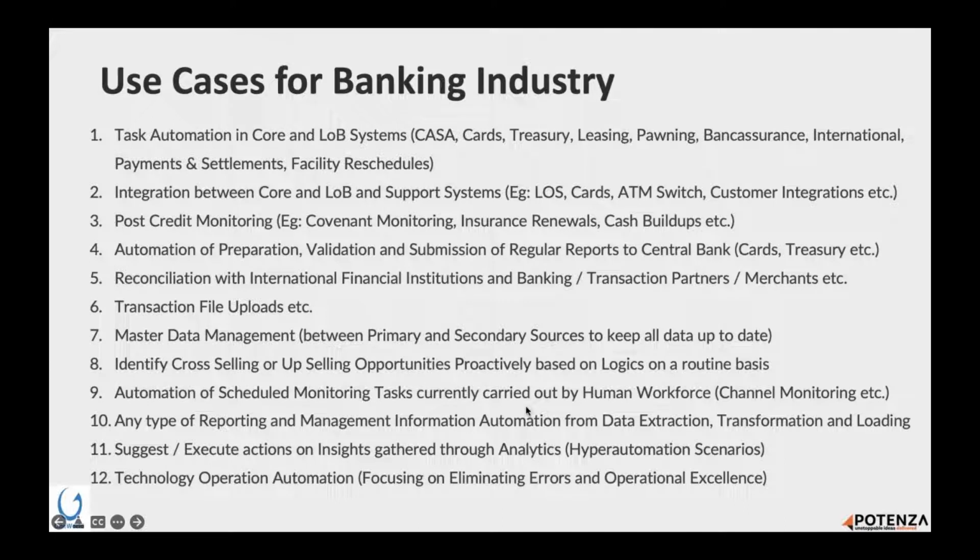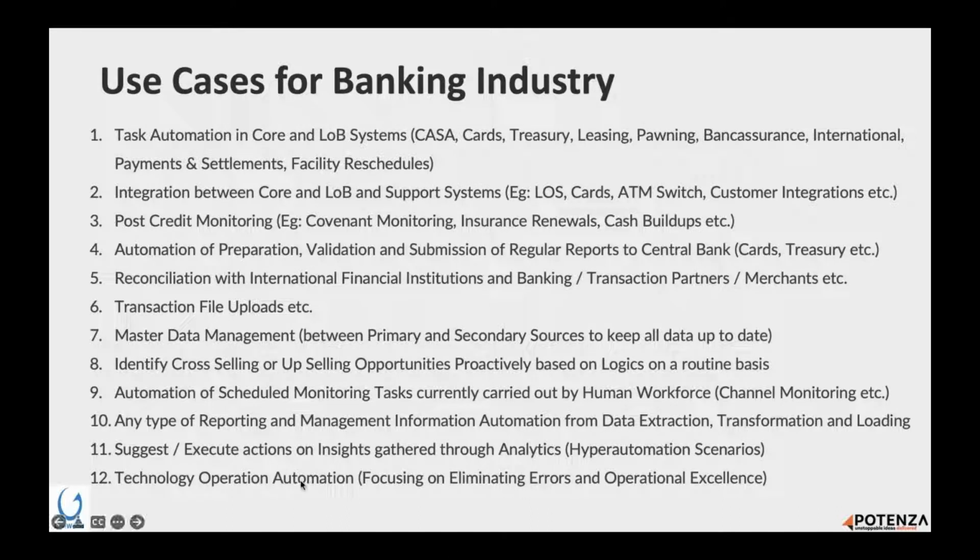Automation of scheduled monitoring tasks currently carried out by the human workforce, probably channel monitoring, ATM cash monitoring, and all that. This could be used for anything that you want to monitor, where the data is available digitally. You can use RPA to monitor. Any type of reporting and management information, automation of data extraction, transformation, loading. We worked with a bank recently. After the end of day process, we reduced the time they take to populate data from multiple sources drastically, from a couple of hours to 40 minutes, right? So the MIS is available faster, without taking much time.